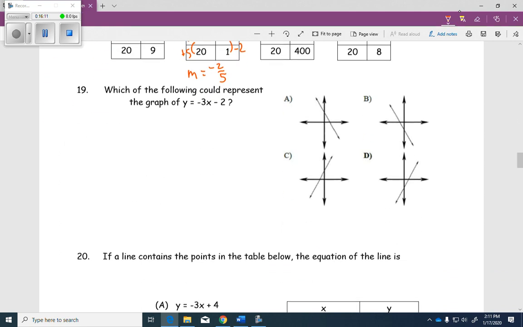You should be able to do 19. The y-intercept has to be a negative 2. So it can't be A, because that y-intercept looks like it's a positive 2. And it can't be C, because also it looks positive. So now we're down to choice B or D. So the next thing is this slope of negative 3. Remember that negative slopes slant downward. So it has to be choice B.